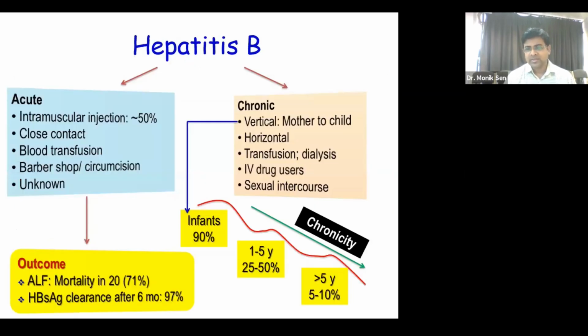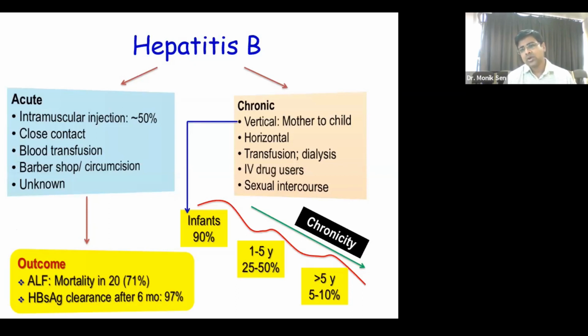What happens in hepatitis B? Well, there are two sorts of hepatitis B. One is the acute, which we will not be talking about, and that is because of a close contact, blood transfusion, barber shop, circumcision, and various things.